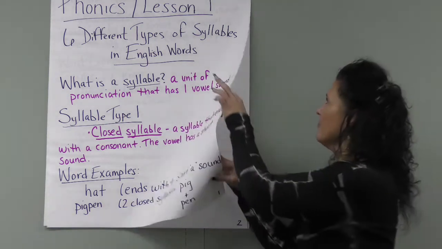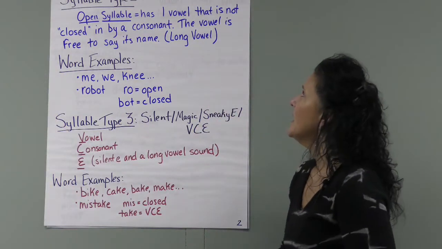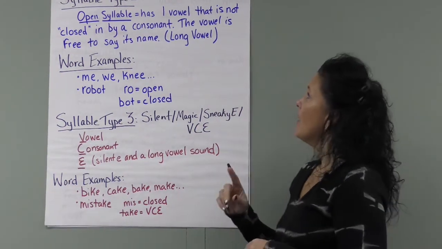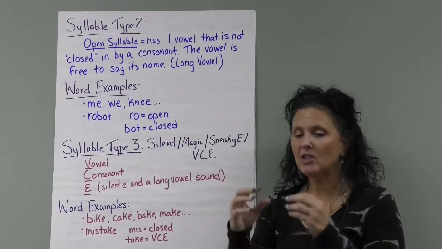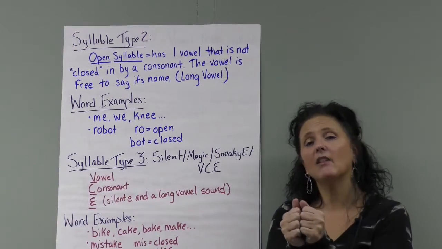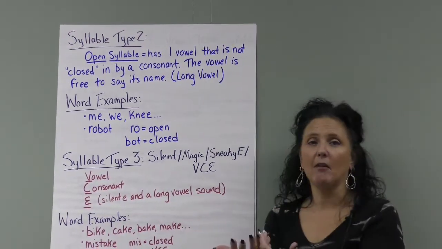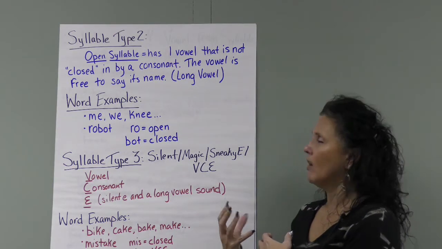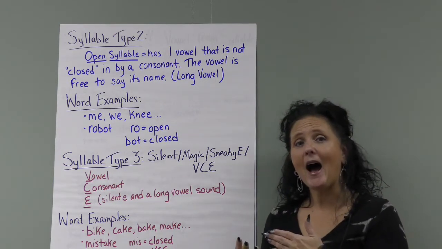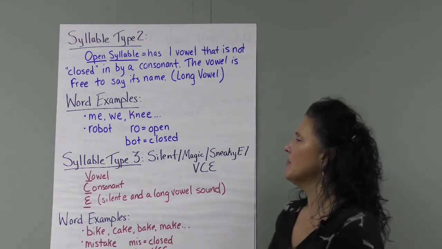That's the first type. The second type is an open syllable, right? It has one vowel that is not closed in. We closed in that vowel with a consonant in the first type. This type is open, right? The vowel is free to say its name. That would be a long sound, like E, A, I, O, U, right? Those say their name.